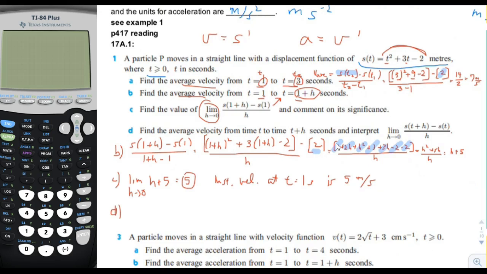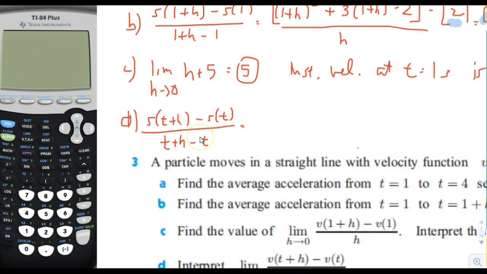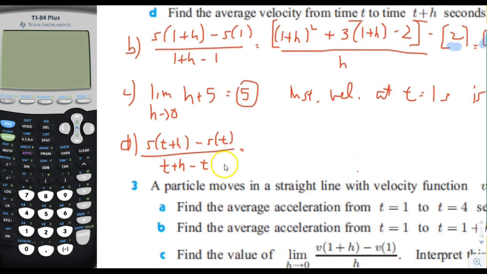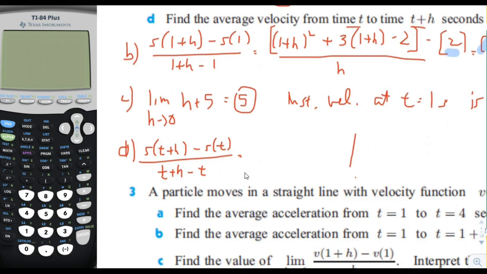D. Find the average velocity from time t to t plus h and interpret this limit. So I can easily write the new expression here. You can see that it looks exactly like this, except all the ones became t's, so it's pretty easy to write. Now I'm going to expand it with FOIL just like I did before, or I'm going to substitute in, actually. Remember that when I put t plus h in here, it's going to be t plus h squared, just like I had here, except instead of 1, I have t.